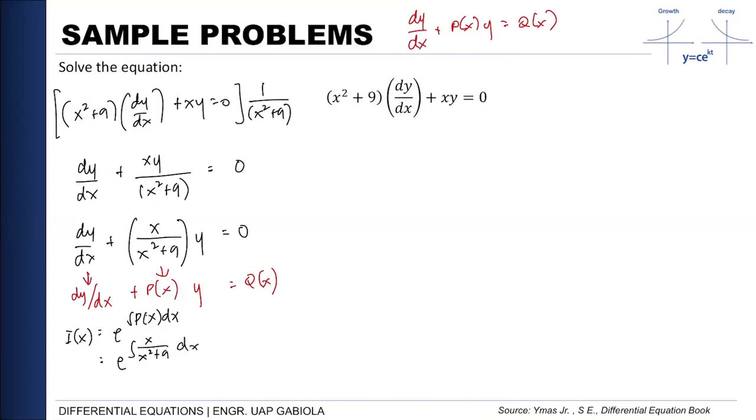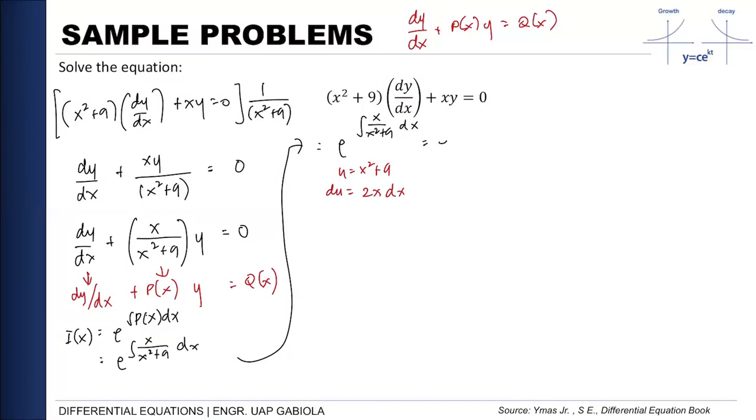Okay. So, how can we simplify that? Okay. So, dito we have a x over x squared plus 9 dx. No? So, pwede natin kunin, let natin si u is equals to x squared plus 9. So, ang du niya dapat is 2x dx.